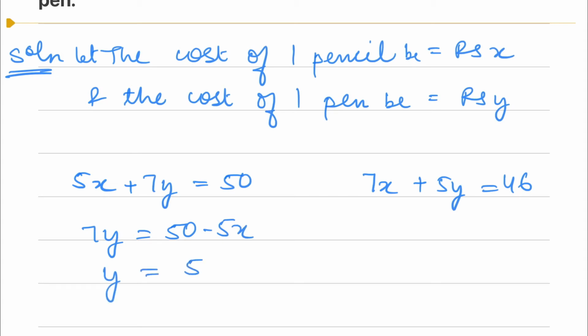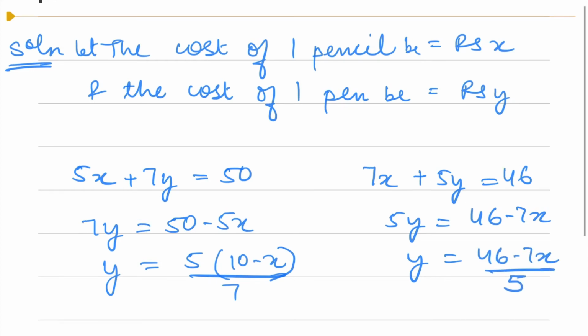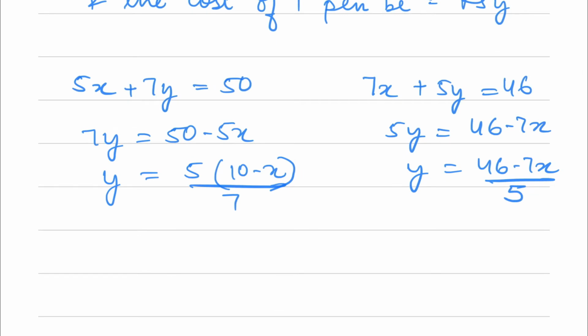Y is equal to 5 into 10 minus x by 7. In this case I have 5y is equal to 46 minus 7x, so y is equal to 46 minus 7x by 5. Let's find out different solutions.